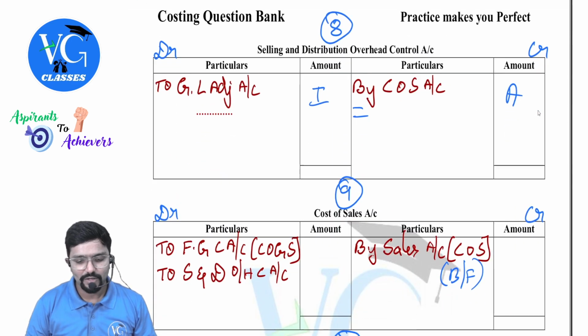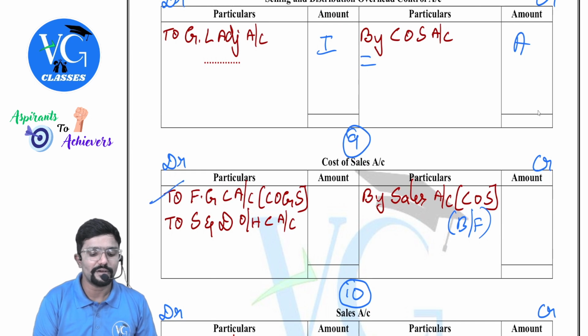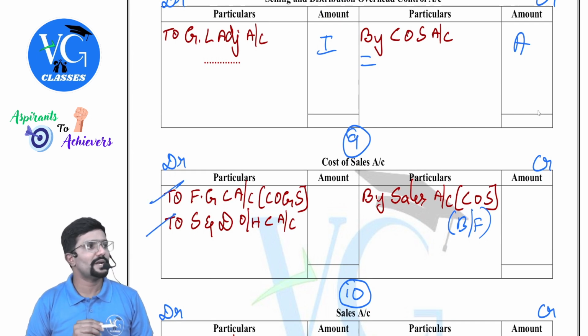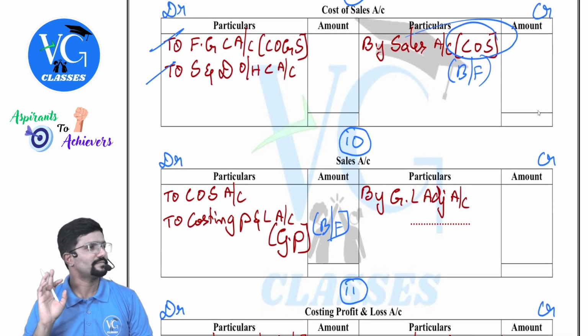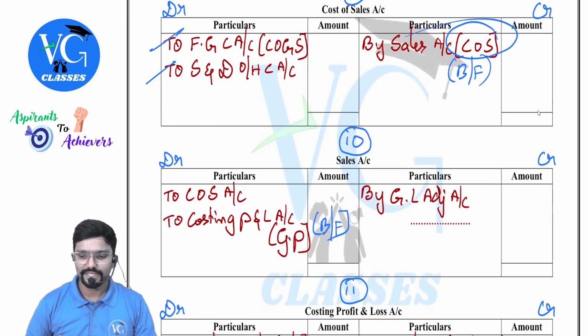COGS. Now coming to COGS, you have received it here, plus selling and distribution overhead absorbed. What do you get? Cost of sales. That's all. Cost wise, that is the end, guys.